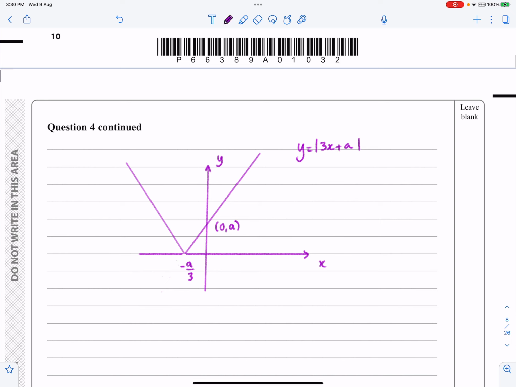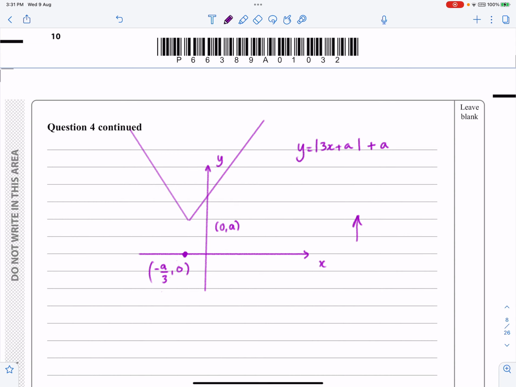And now what I can do is maybe draw that line in again, but just focus on this point here, which at the moment is (minus a over 3, 0), and is what's going to eventually become the vertex. Now all I need to do is my final transformation to add a on. And again, hopefully we're all aware that adding a on is just going to mean that the whole graph moves up by a units.